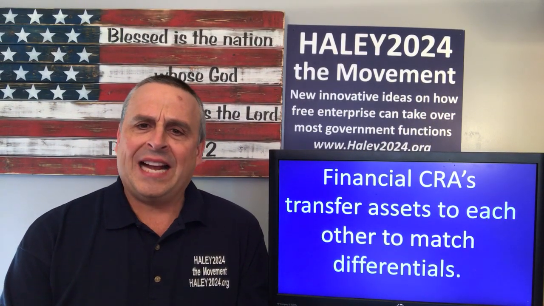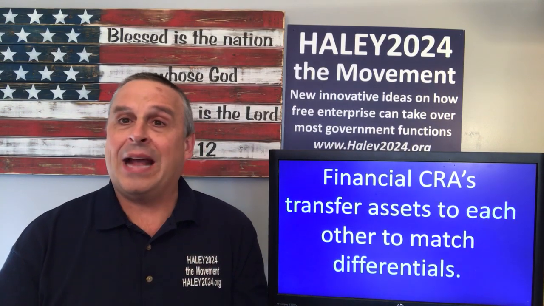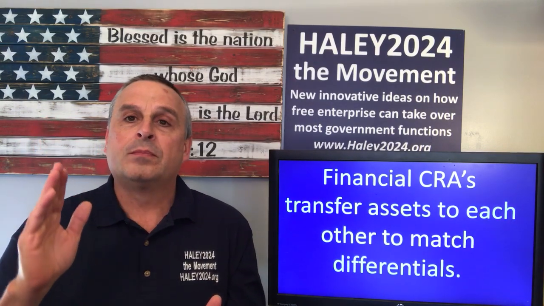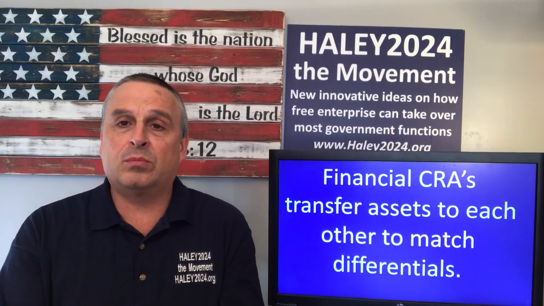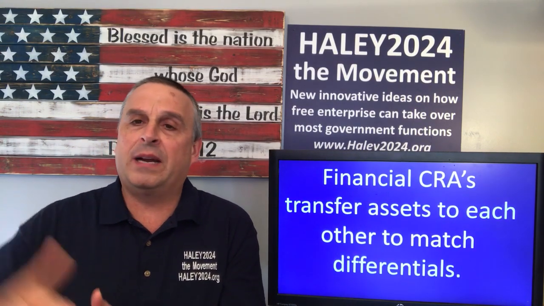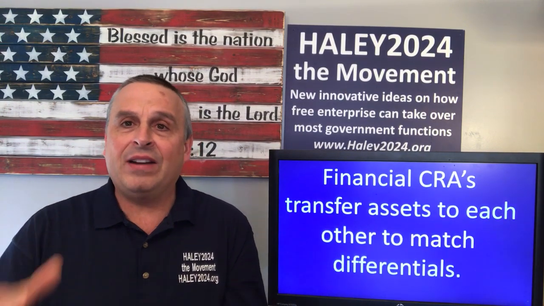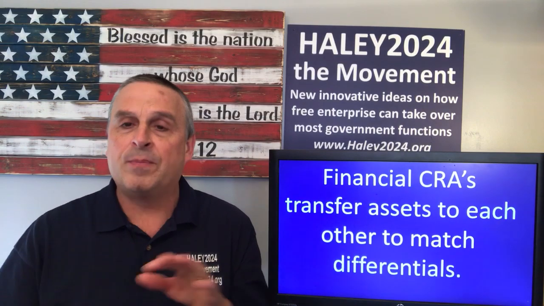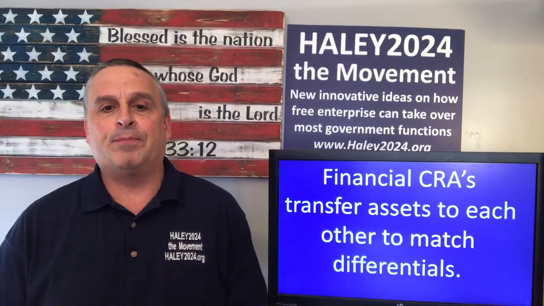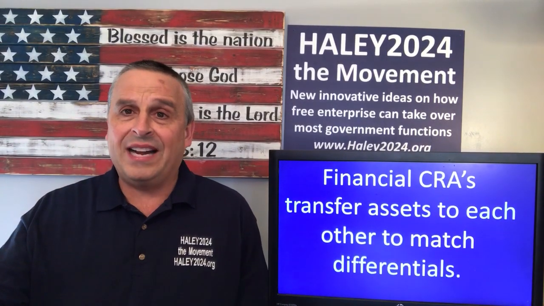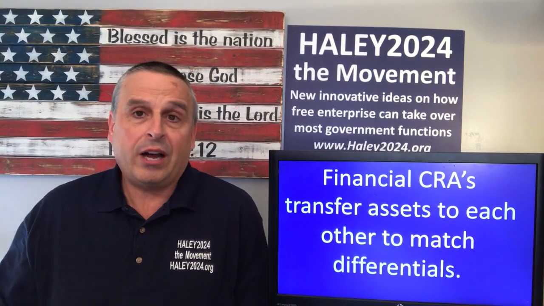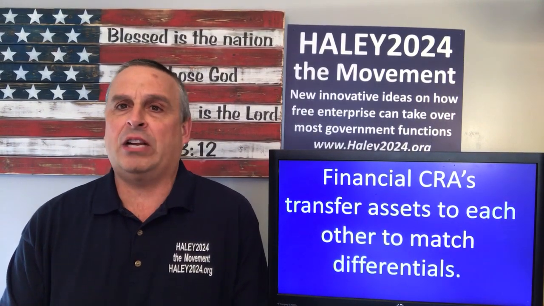Financial CRAs transfer assets to each other to match the differentials. So let's say at the end of the day, people transfer money from currency A into banks that hold currency B. And then B transfers money to C and the whole nine yards. Every day, as people do transactions, they're going to do it across different currencies. That's going to be obvious, but they're going to have to even up at the end of the day. So the financial CRAs, the portfolios, will just transfer assets from one currency portfolio to the other. All 12 will get together and say, hey, let's transfer money.